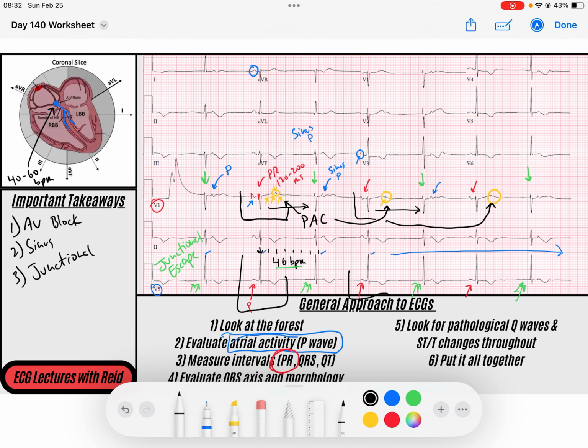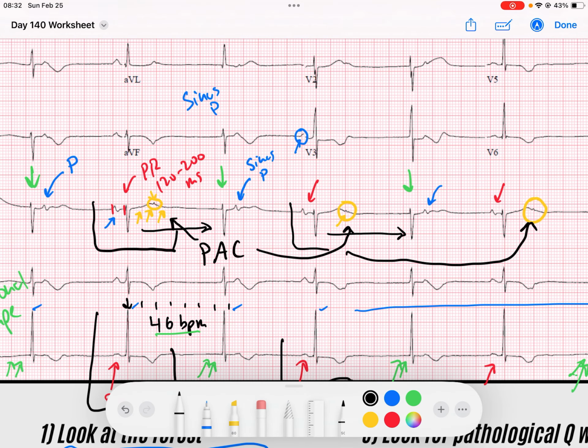And what is that causing? Well, first of all, that P wave is being blocked, right? It's a blocked PAC. So we have a blocked PAC. Well, why is it blocked?